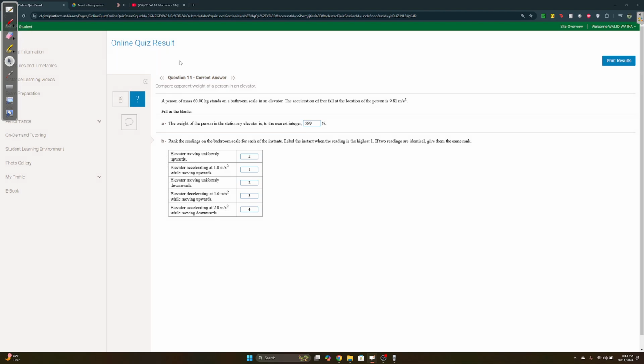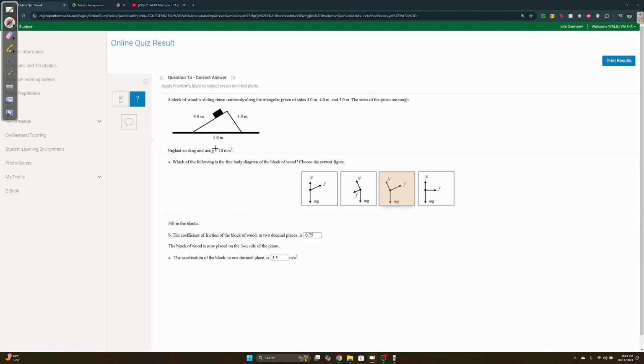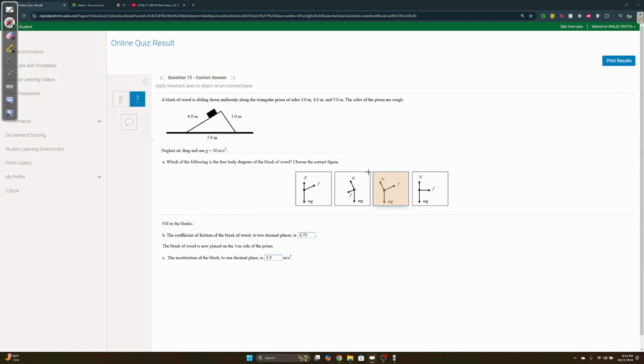Okay, question 15. I hate this question so much. Which of the following is the free body diagram of the block of wood? If it's an inclined plane, it's going to be like this, right? And obviously the weight going downwards and the normal going up like this, right?